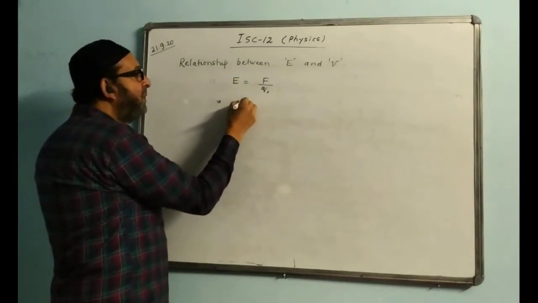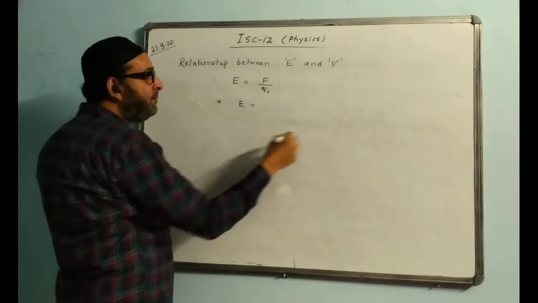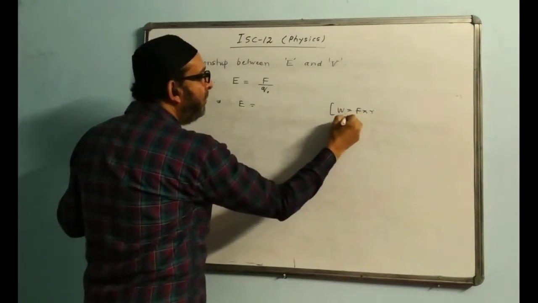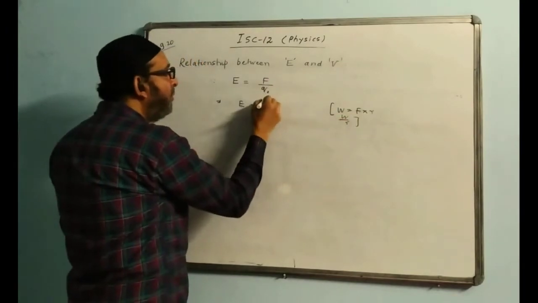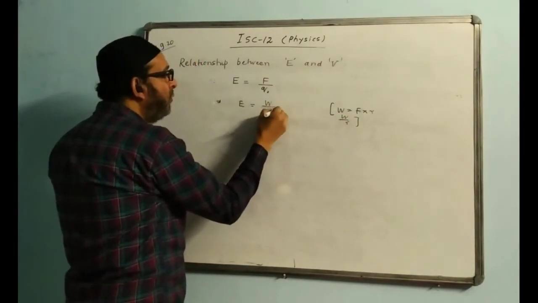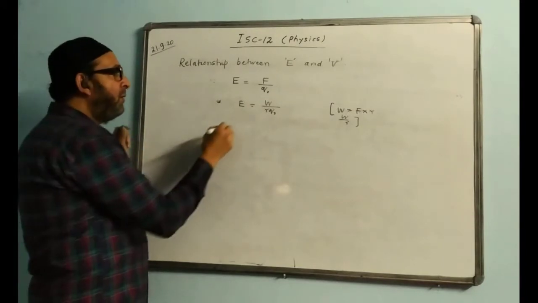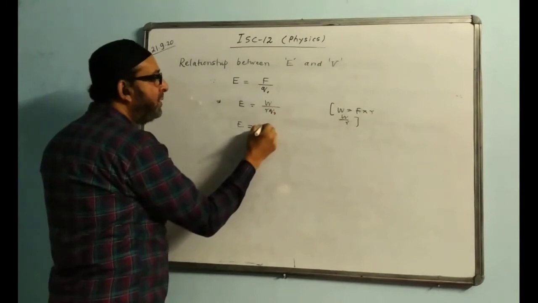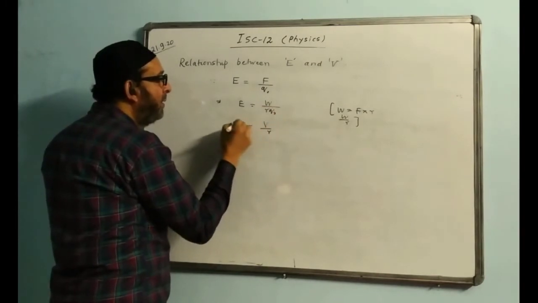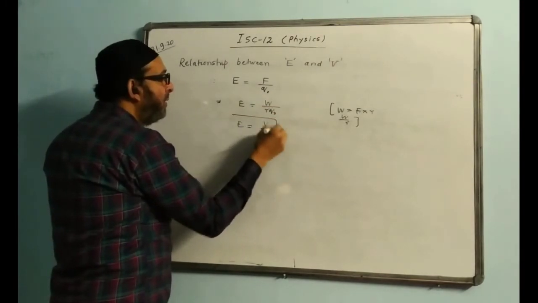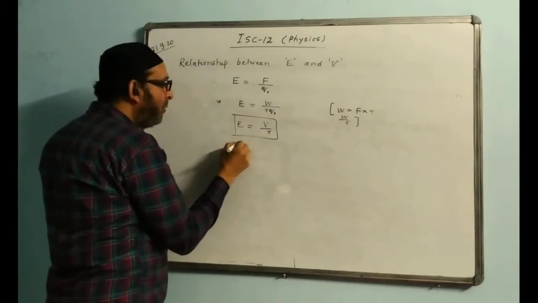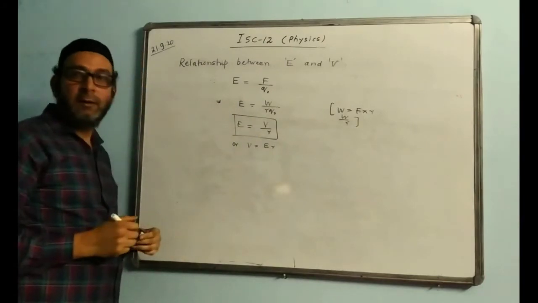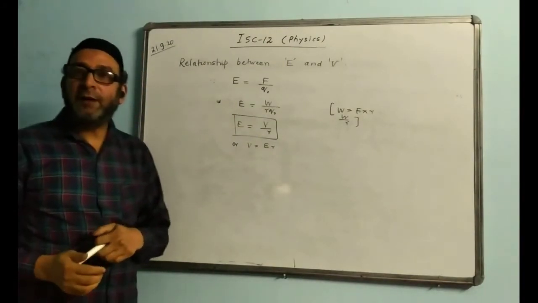One formula is work equals F into r. Therefore, F will be W by r, and F by q naught gives E equal to W by r q naught. W by q naught, work done per unit charge, is called V, so we get V by r. So this is the formula: E equal to V by r, or V equal to E r. Cross multiply, V equal to E r, or E equal to V divided by r.